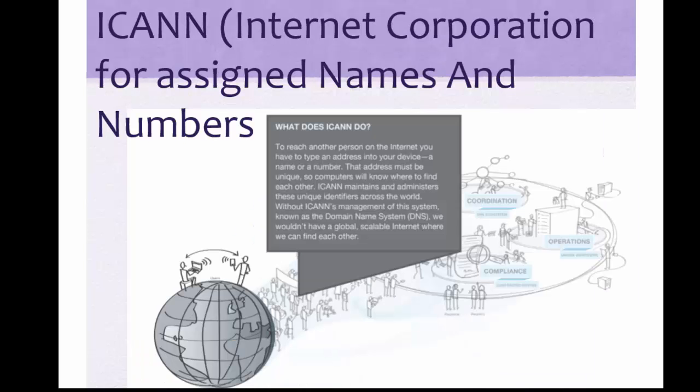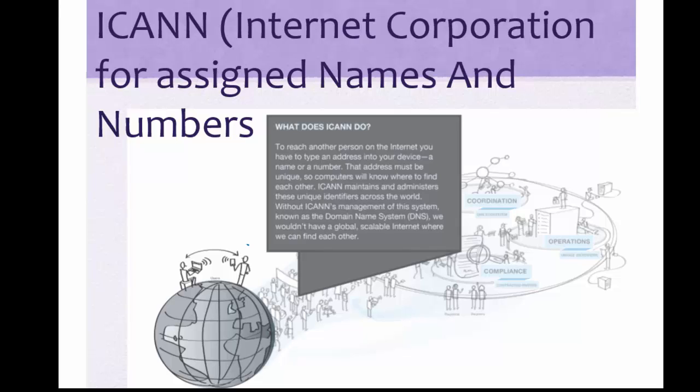Just see here. This diagram shows the communication between two users, and the purpose of ICANN is this: to reach another person on the internet, you have to type an address into your device, a name or a number. That address must be unique so computers will know where to find each other. ICANN maintains and administers these unique identifiers across the world. Without ICANN's management of this system, known as the domain name system, we wouldn't have a global scalable internet where we can find each other. I hope you understand the purpose of ICANN from this theory.